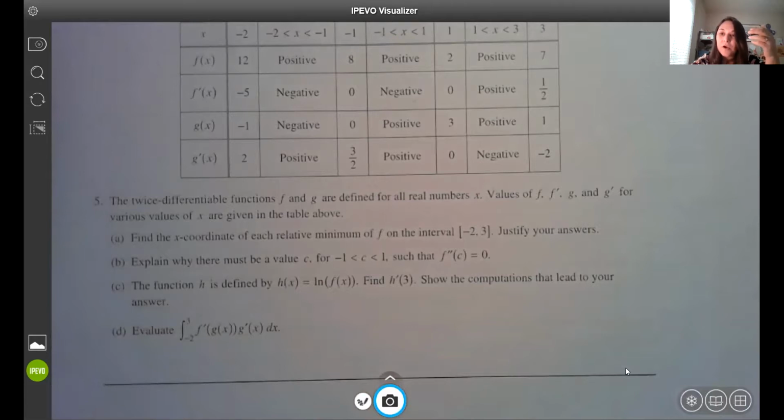So whenever you are being asked to justify, explain why this has to be, explain why this has to exist, it's kind of a clue in the problem that they're asking for one of these three theorems. So the intermediate and the extreme value theorem are guaranteeing something about the function itself, where the mean value theorem is the one that is talking about what has to be true about the derivative.